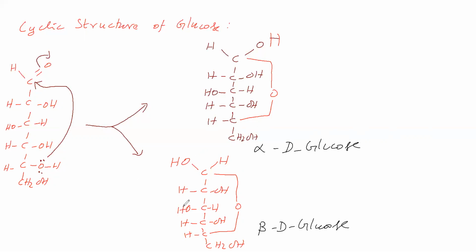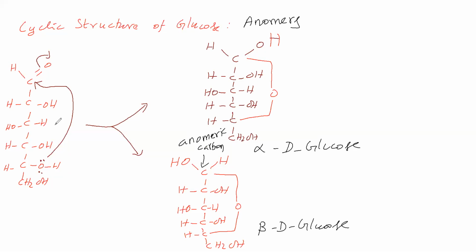These two are called anomers. Therefore this first carbon is called the anomeric carbon. We can say this first carbon is called the anomeric carbon.